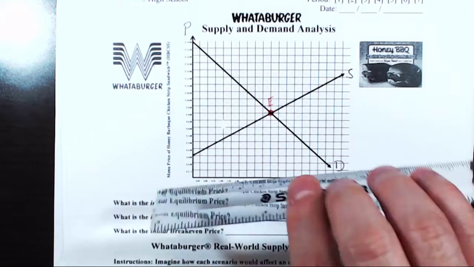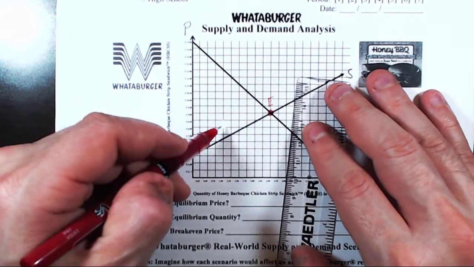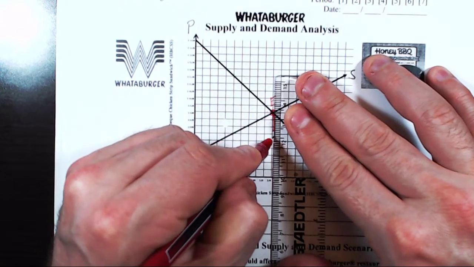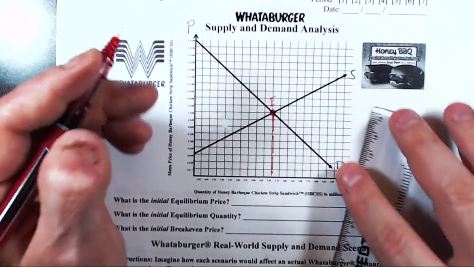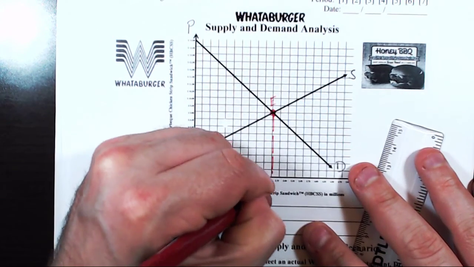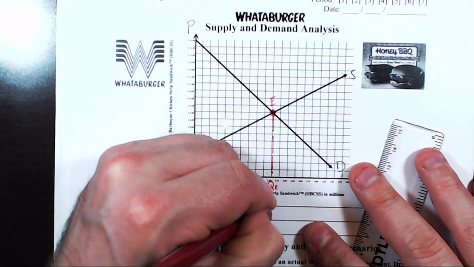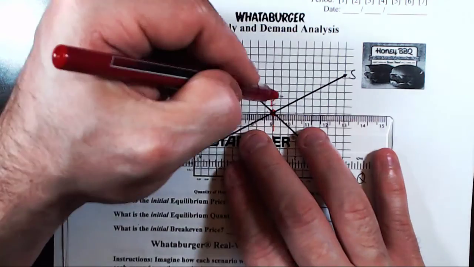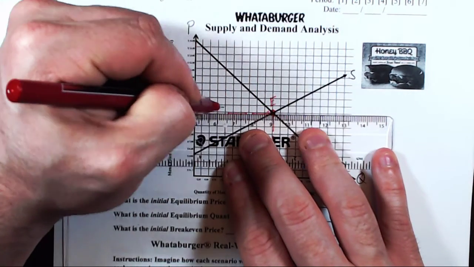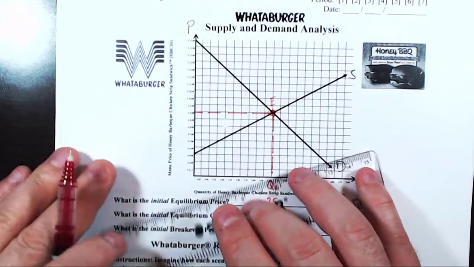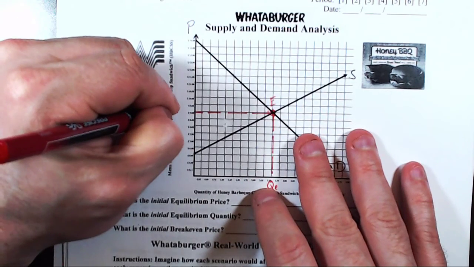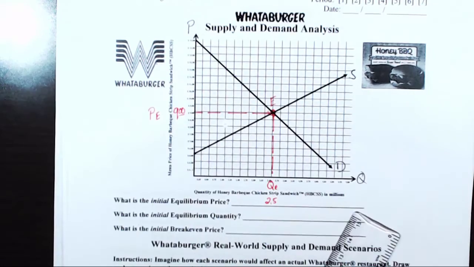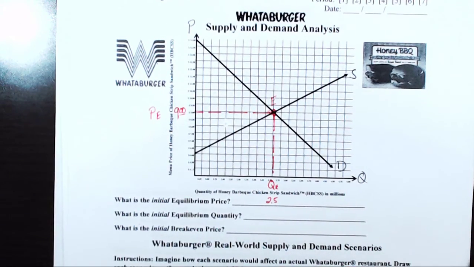My price equilibrium, I'm going to let that dry a little bit, so I'll draw on the quantity first. The quantity equilibrium is right here. That's Q sub E, and that's equal to 2.5 million sandwiches. And now my price equilibrium, right here, it's been the same for every problem so far, is $9, and that is the price equilibrium. Okay, so now we're ready to analyze scenario number 4.